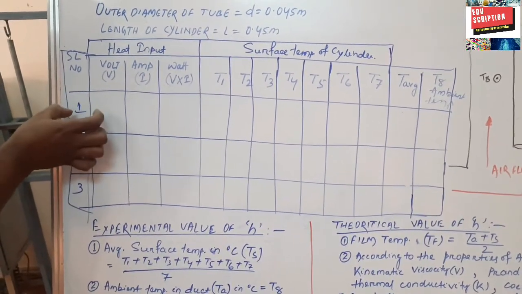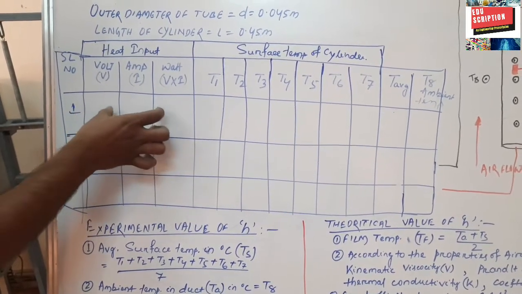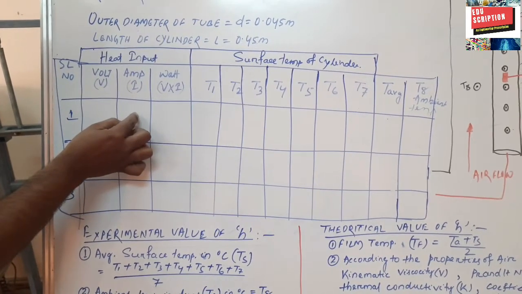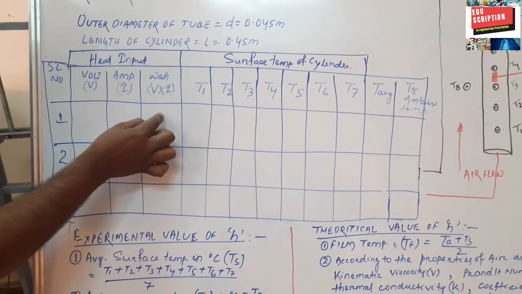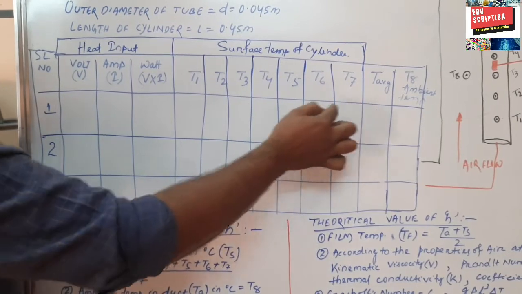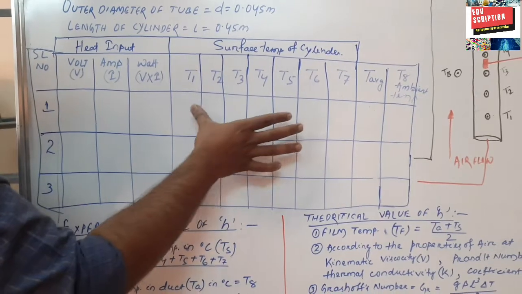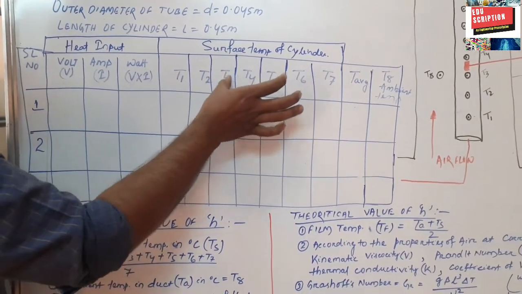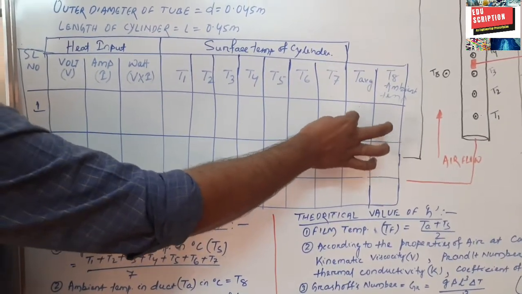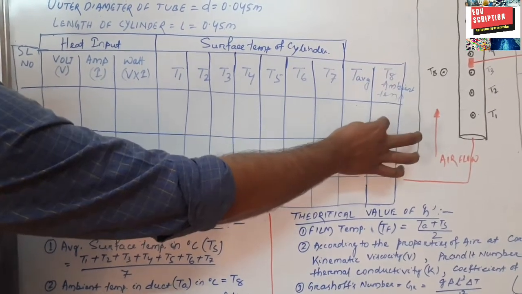And here you can see for the serial one, for the observation one, let us consider the heat input, the corresponding heat input will be something. So the voltmeter reading will be recorded here, ammeter reading will be recorded here, and the power, that is input power, that is V into I, will be recorded here, and T1, T2, T3 up to T7 is going to be recorded here, and the average temperature, that is going to be found out from (T1 + T2 + T3 + T4 + T5 + T6 + T7) divided by 7, will be recorded here, and the ambient temperature, that is T8, is going to be recorded here.